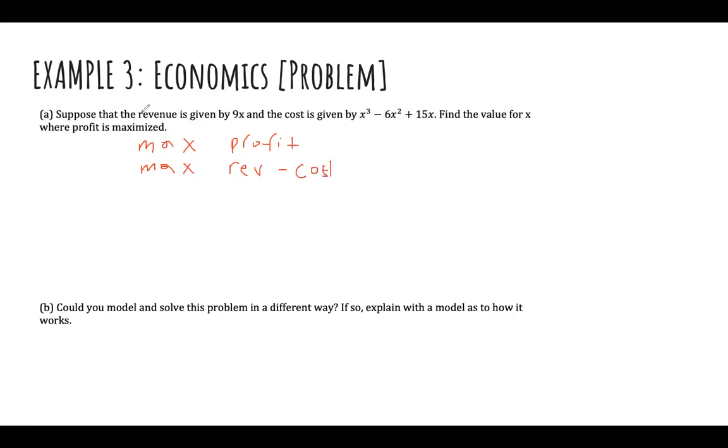So to carry this out, our revenue, which is 9x, and then our cost is minus x cubed minus 6x squared plus 15x. And we want to maximize that. And I like to stop writing maximize when I take the derivative.